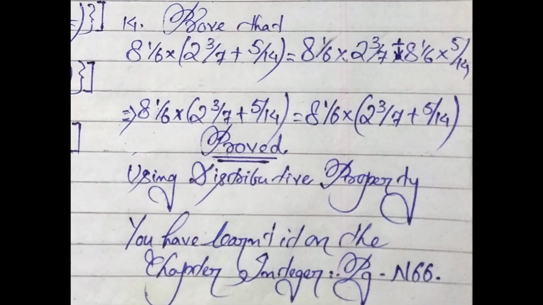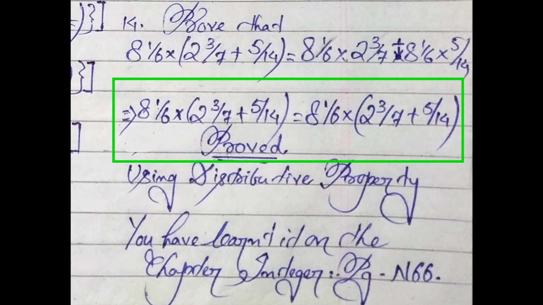Now on question number 14, we have to prove that 8 1/6 × (2 3/7 + 5/14) = 8 1/6 × 2 3/7 + 8 1/6 × 5/14. In the second step I have solved the problem. We have learned the distributive property in the chapter on integers, so using that property I have solved this problem.